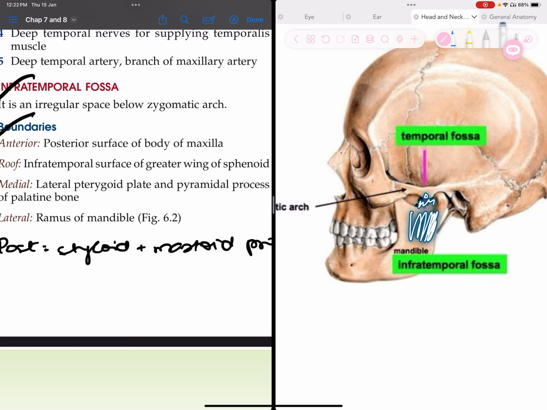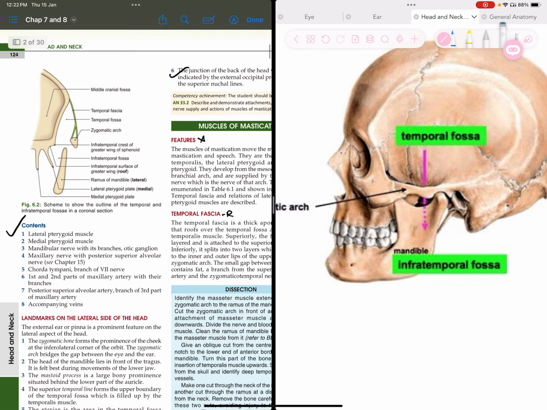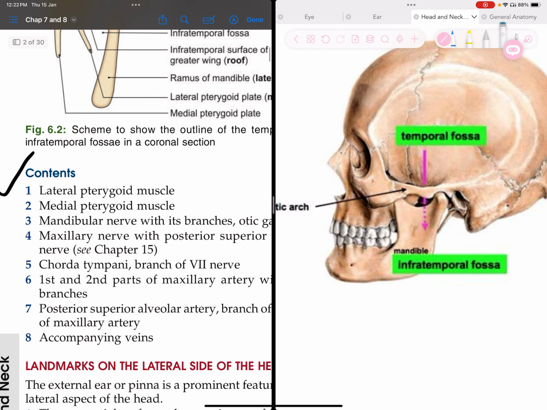Medially will be the lateral pterygoid plate of sphenoid. Roof would be the greater wing of sphenoid. And anteriorly, there will be the posterior surface of the body of the maxilla. So these are the boundaries. And what are the contents? You'll have the lateral pterygoid muscle and medial pterygoid muscle, because everything is related to the mandible. So inside the mandible, in the medial aspect, you'll have medial pterygoid, you'll have lateral pterygoid. These are also the muscles of mastication.